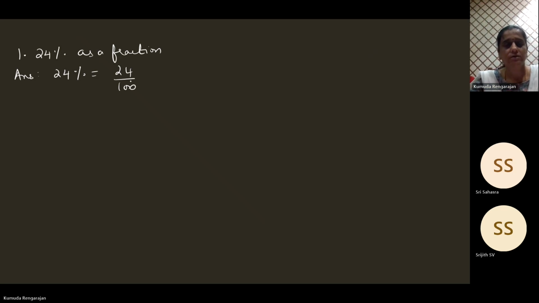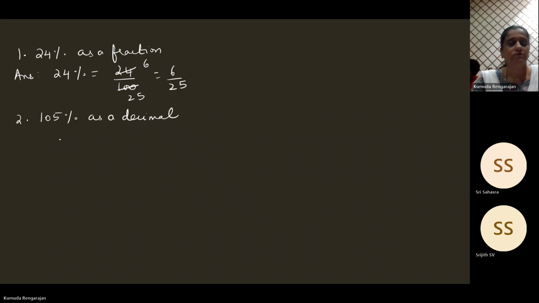Okay, the first one is to express 24% as a fraction. 24% means 24 by 100, and you can simplify using the tables of 4. 4 sixes are 24, 4 twenty-fives are 100. So 6 by 25 is the fraction. Correct, Srijit? Yes, ma'am. I got the correct answer, ma'am.